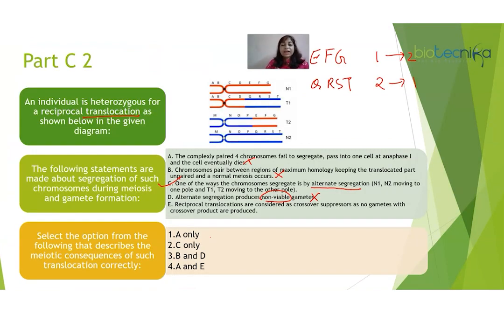Now E statement says that reciprocal translocations are considered as crossover suppressors as no gametes with crossover products are produced. Okay, now that is not true. Inversion is considered as the crossover suppressor, because then it becomes difficult for the chromosomes to align with each other. But when we are talking about reciprocal translocation, they can align with the chromosomes very properly, the original one as well as the translocated one. Right? So E is wrong, only statement C is correct. So answer will be option.